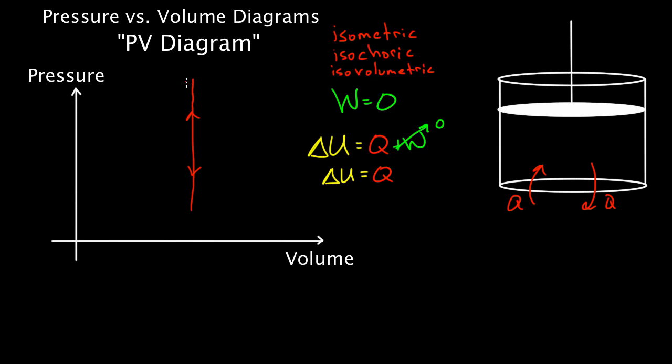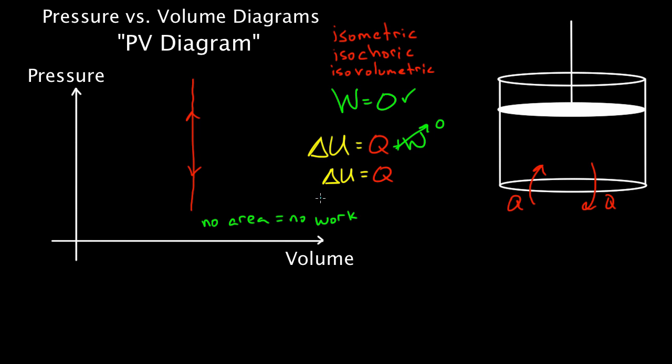Now remember that work is the area underneath the curve. Does that make sense over here? How much area is underneath this curve? There's no area underneath this curve. You just got this line here. That's not an area. That's infinitesimally thin. And so that means there's no area. No area means no work is done. And that agrees with what we know about an isometric process.